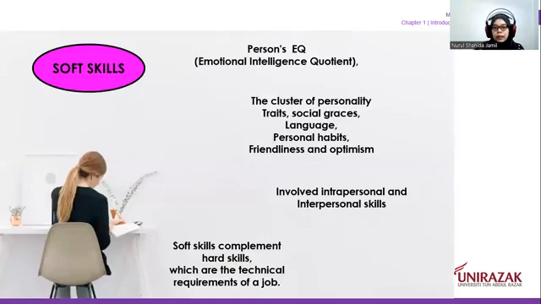Okay, same as the previous slide. Soft skill is a person's EQ, which means emotional intelligence quotient. As explained in the previous slide, it is the cluster of personality traits, social graces, language, personal habits, friendliness, and optimism. It also involves intrapersonal and interpersonal skills. So soft skills complement hard skills, which are the technical requirements of a job.